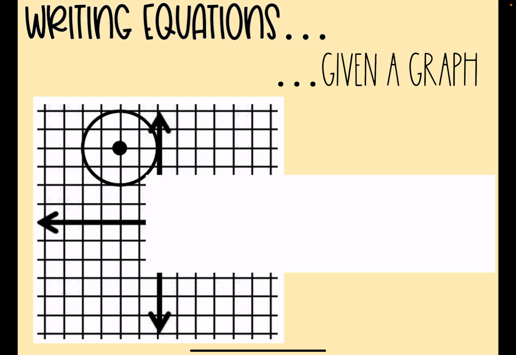All right, now we're going to write these equations given a graph. So the first thing you need to do is find the center of the circle. That center point right here is going to be (-2, 4). And you'll notice your radius here is 2 because you can go horizontally 2 and hit a point. Same thing, you can go vertically and you can hit a point. And it doesn't matter if you go up or down or left or right. Pick the easy ones. Work smarter, not harder.